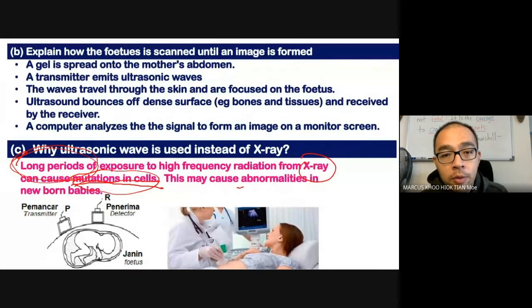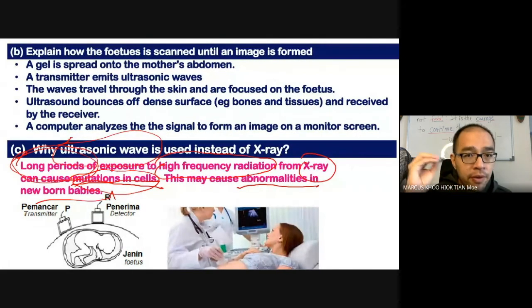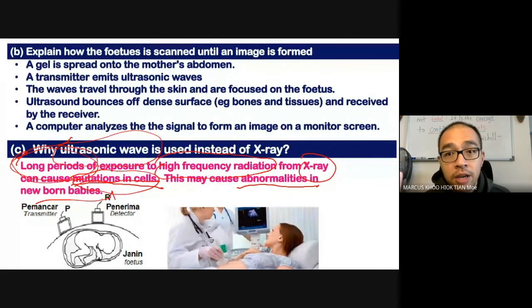And this may cause abnormalities in newborn babies. X-ray, because of its high frequency radiation, can cause mutation in cells. That's why we prefer to use ultrasonic wave. Of course, with an X-ray we can also get the same picture, but it's dangerous for the baby. So unless the doctors really feel that we really need to do an X-ray, they will usually try to avoid it. They try to look at the ultrasound a lot more. So let's be very grateful for the wisdom of our doctors.